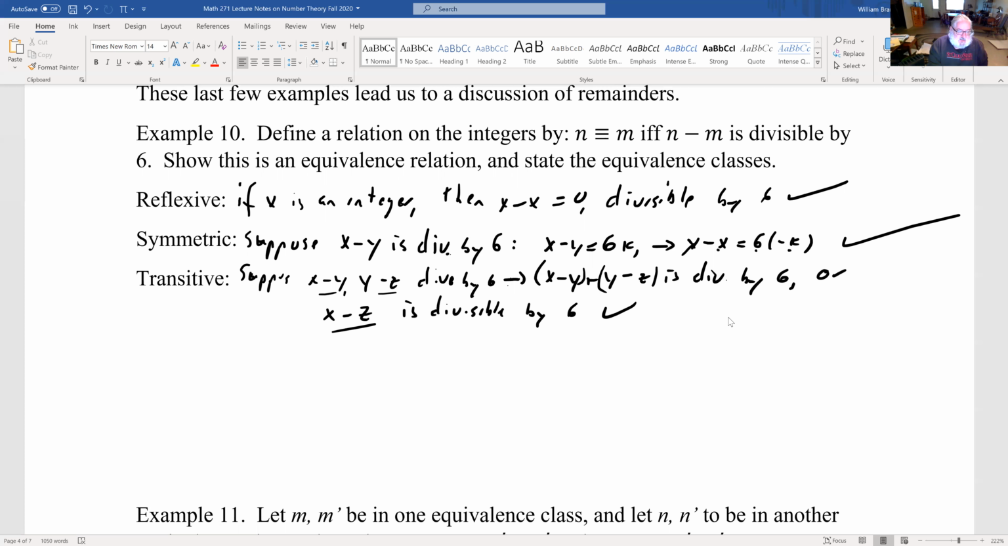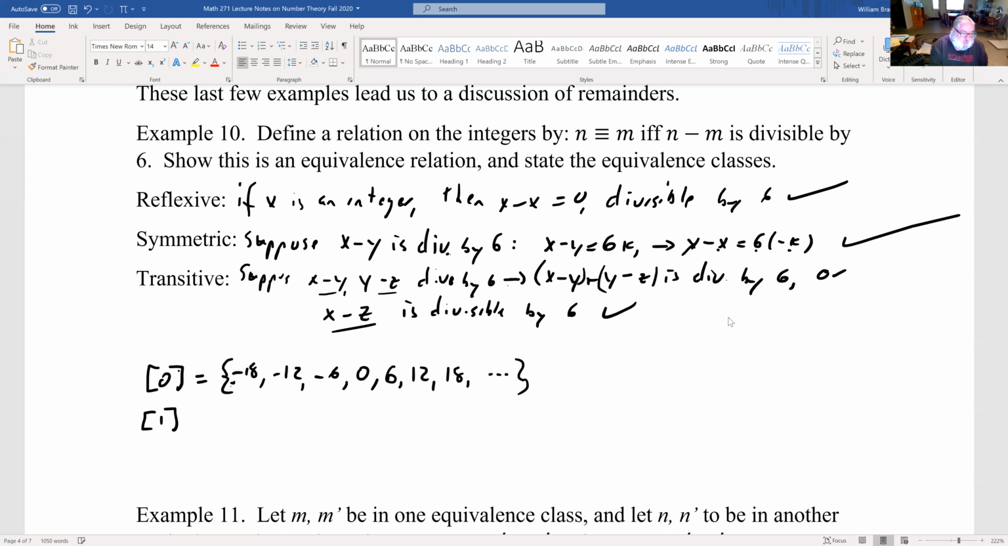What are the equivalence classes? Well, the equivalence class of 0 is all numbers that are equivalent to 0. So it's a big set. 0 is equivalent to 0, we did that. What's a positive number that's equivalent to 0? Well, 6, right? 1 is not equivalent to 0 because 1 minus 0 is not divisible by 6. 2 is not equivalent to 0 because 2 minus 0 is not divisible by 6. But 6 is equivalent to 0. 12 is equivalent to 0. 18, and minus 6, minus 12, minus 18, and so on.